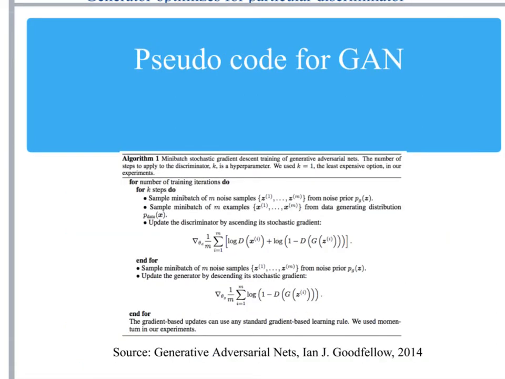Now let me talk about a little bit of pseudocode for GAN architecture. This is something that was presented by Mr.